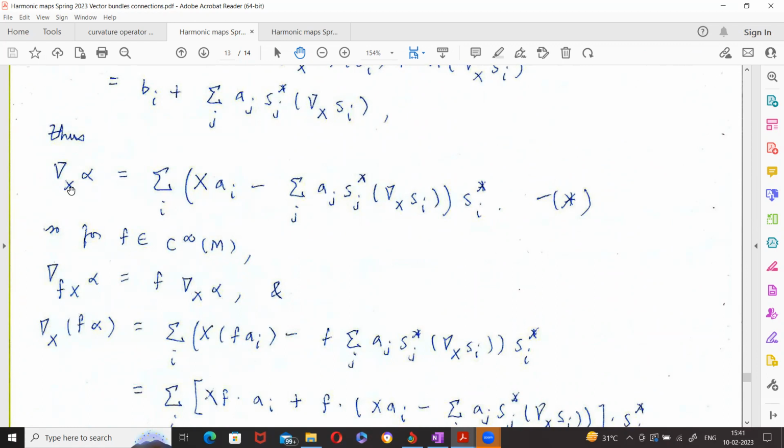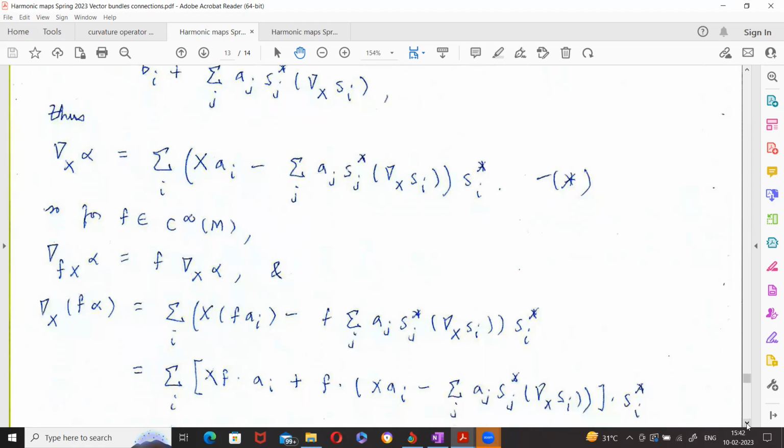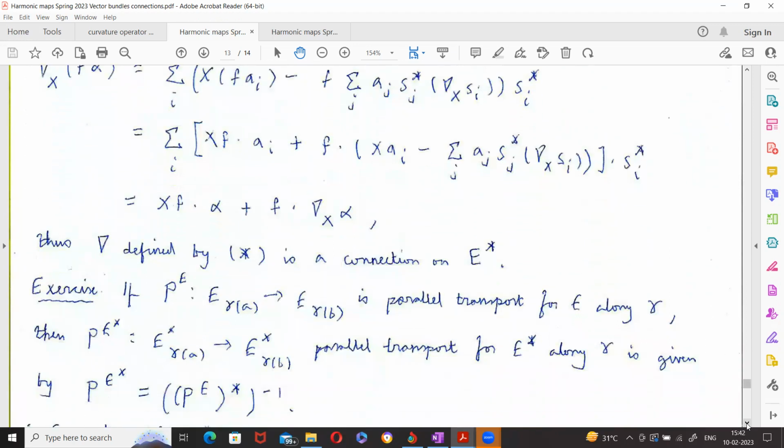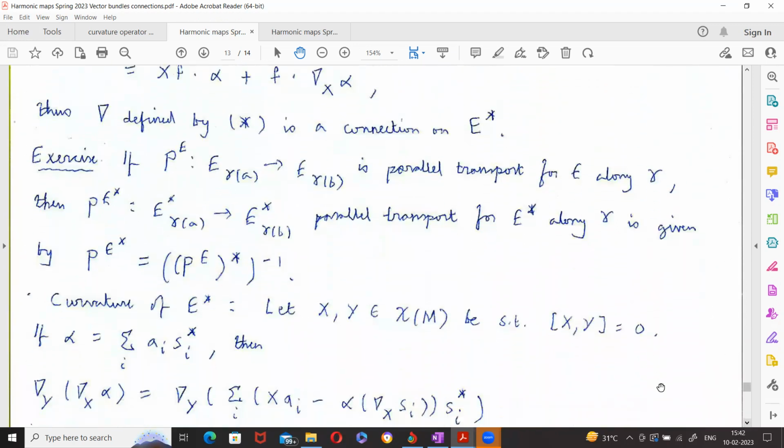All right. So you start with this definition. This is a concrete definition we've given, which shows that we have a connection. It satisfies C infinity M linearity in the vector field and Leibniz rule in the section. And then you show that for this connection, the parallel transport is given by taking the dual and the inverse of parallel transport of the original connection. Okay. So prove this as an exercise.